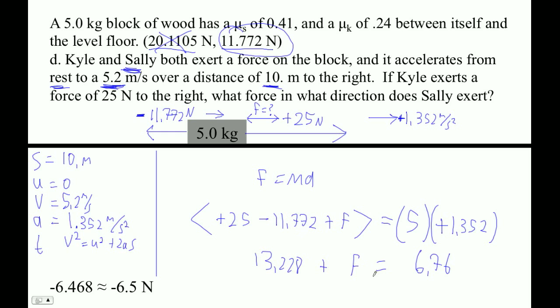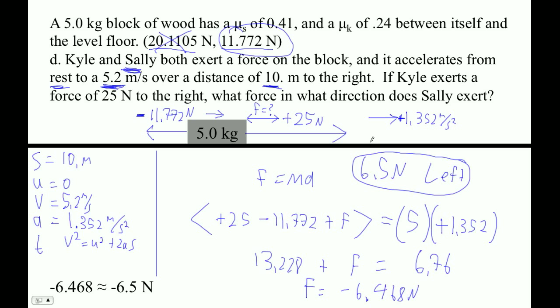Oh my gosh, it's scandalous. It looks like she's exerting a negative force. She doesn't want it to accelerate to the right. Minus 13.228. Okay, negative, so the force ends up being negative 6.468. Right, so it turns out Sally's exerting a force of about 6.5 newtons to the left. Kyle's all like accelerating it, and Sally's like, no, no, no, no, no. Okay. Yay. This is what we do. All right. I hope that helps.